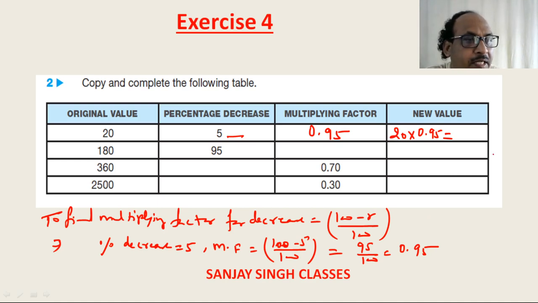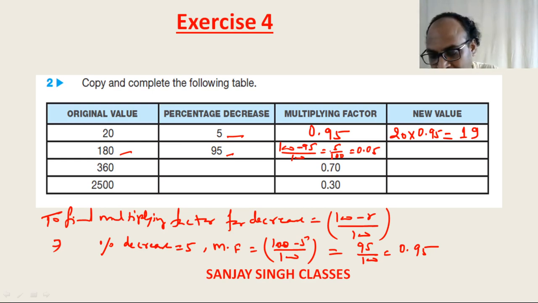And this is equal to 19. Now, second one, 180. Percentage decrease is 95. Multiplying factor will be 100 minus 95. So it is 5. It is 100 minus 95 by 100. It is giving to you as 5 by 100. It is 0.05. So multiplying factor will be 180 into 0.05, and it will be equal to 9.